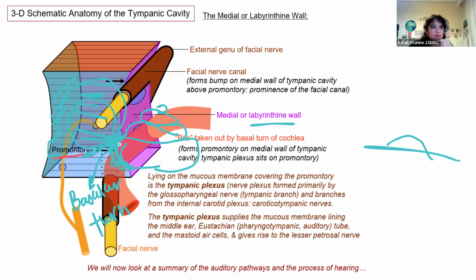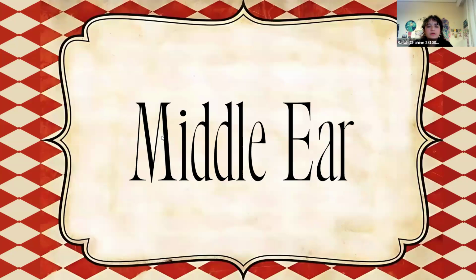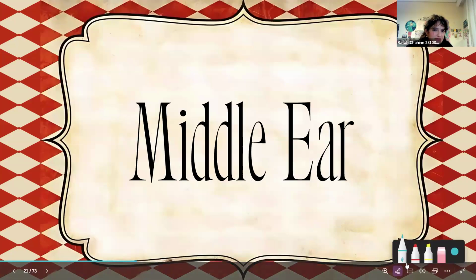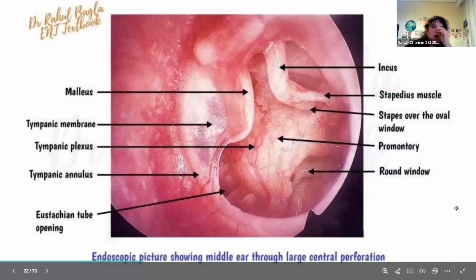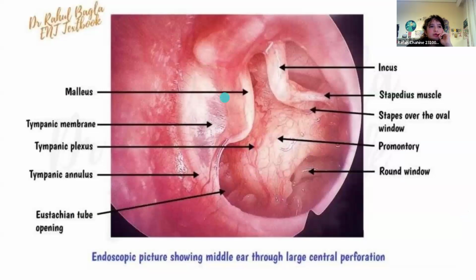The basilar turn of the cochlea forms this promontory that we love, and that occurs on the medial or the labyrinthine wall. We already explained the external genu of the facial nerve. You can let me know later on if you want me to re-explain it. Now we're starting off in the middle ear. Honestly, the middle ear is my favorite. In the middle ear, we want to appreciate a couple of things so we can understand what specific anatomy we want to look at, okay?